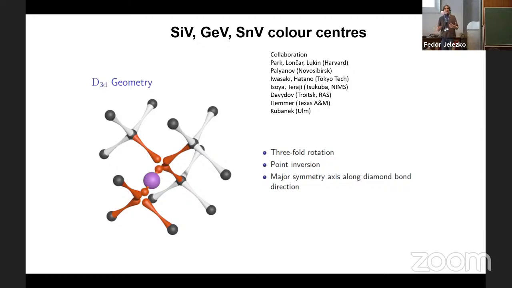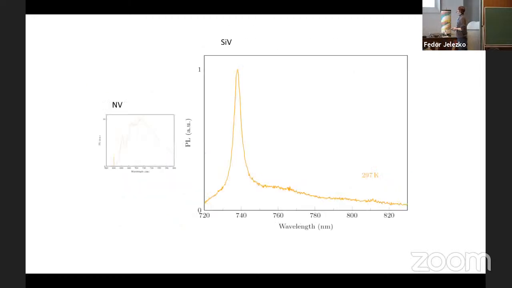And this structure doesn't have a permanent electric dipole moment, and small fluctuations of the electric field will not affect the optical transitions. So those color centers are much more stable in terms of spectral stability. They also couple less to phonons.